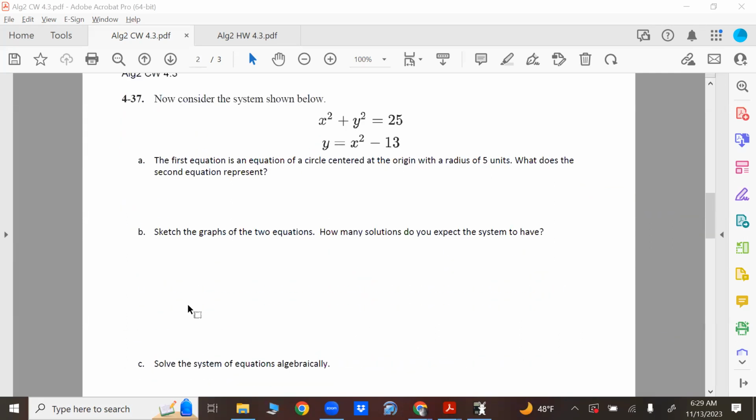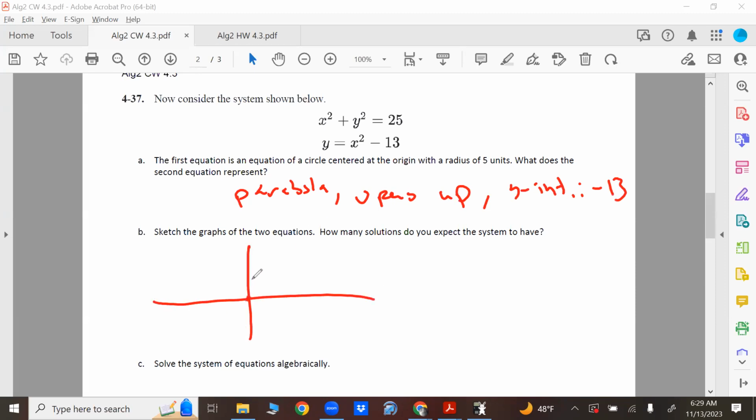Okay, let's keep moving here. So here they say the first equation is a circle. We haven't really talked about equations of circles, but just so you know, the first equation is a circle. The second one is going to be a parabola. They want you to sketch the two. How many solutions do you expect? And then solve algebraically. So what does the second equation represent? Well, we know the second equation is a parabola, and of course, it opens up. It also has a y-intercept of -13. If you plug in 0 for x, you get -13 for y. Do a quick sketch. They tell you that the first equation is centered at the origin and has a radius of 5. You're told that, so just go with it.